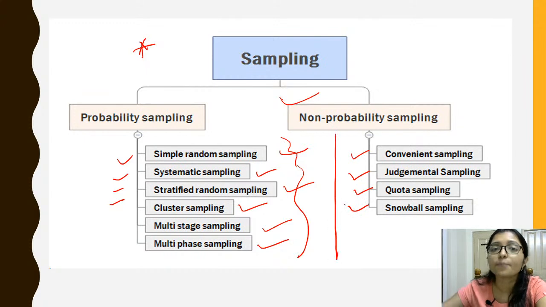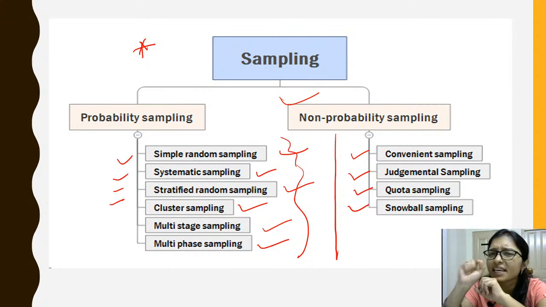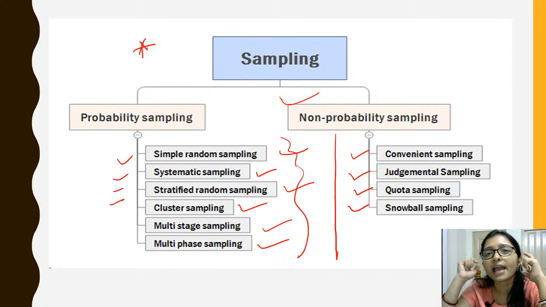Just remember one thing, probability means you are doing randomly, and non-probability means some biasness is there, means when you are going for choosing the sampling, then you are thinking that I have to select this. Whenever you are going to choose a sample, before that you are holding some biasness in your mind, okay? You are selecting something with biasness, that is non-probability. Okay, remember that, okay?